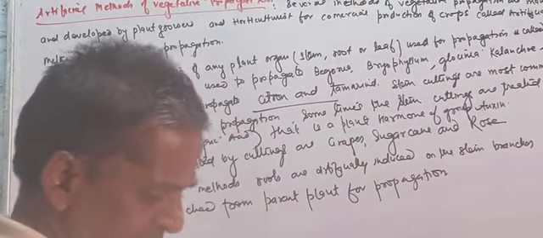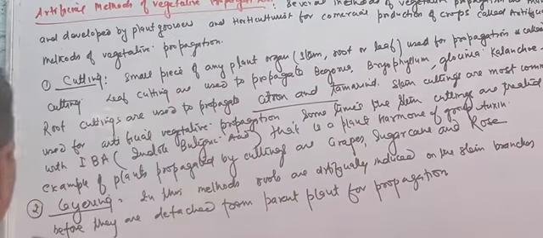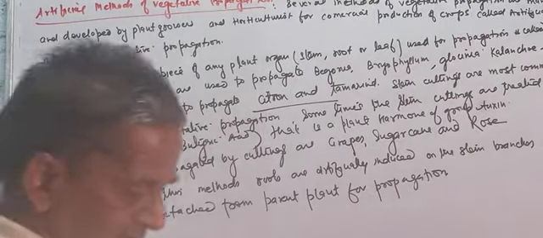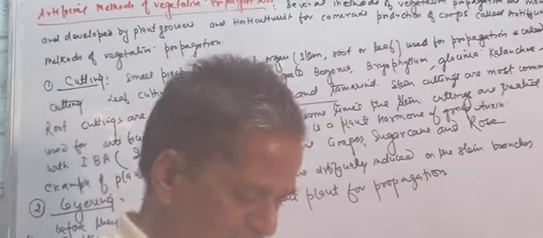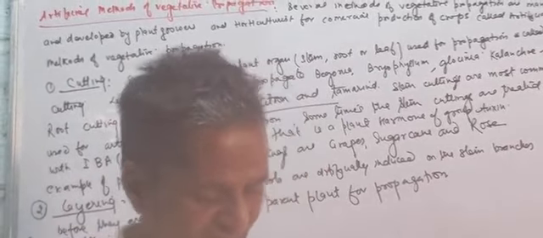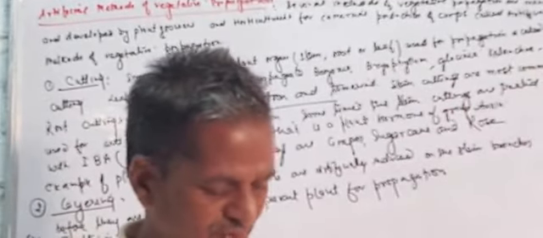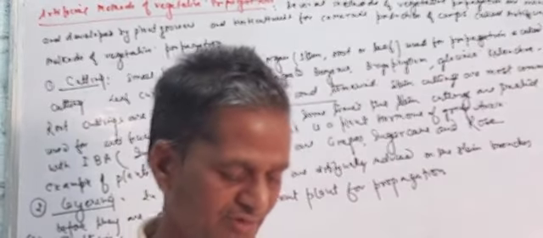Third method is grafting. It is the most common method of vegetative propagation described by ancient gardeners long before the science of horticulture became established. In this method, parts of two plants are joined in such a way that they grow as one plant.